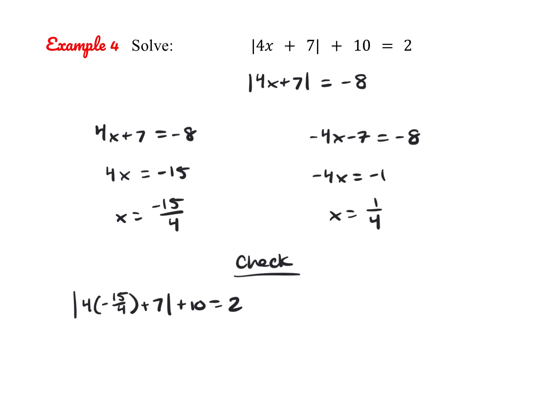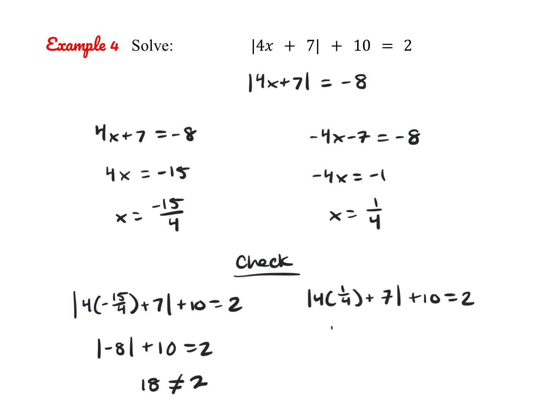So here we have absolute value of negative 15 plus 7, so we have absolute value of negative 8 plus 10 equals 2. So 18 does not equal 2. And then for 1/4, we have absolute value of 8 plus 10 equals 2. And again, 18 does not equal 2. So both of our answers are extraneous.